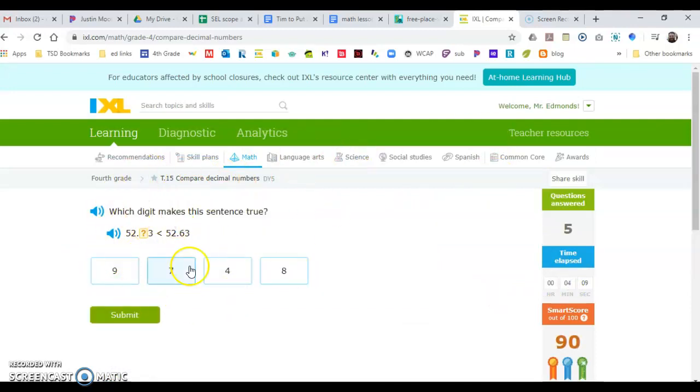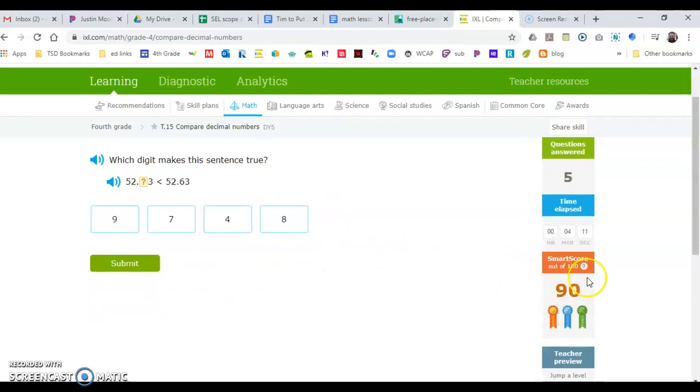Now, this last one is a challenge level. Remember, when you get to 90, you're welcome to stop. That's a 4th grade expectation. But here, if you want to challenge yourself, give it a shot.